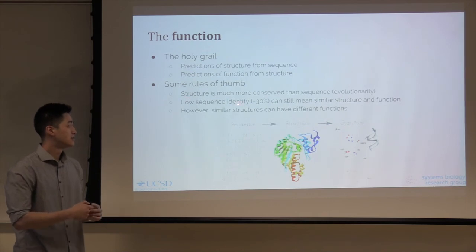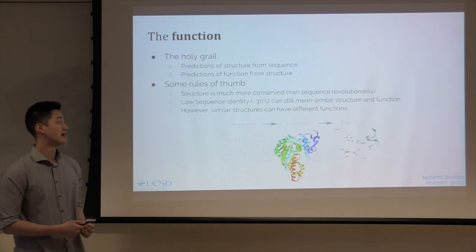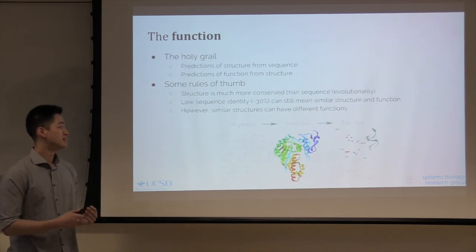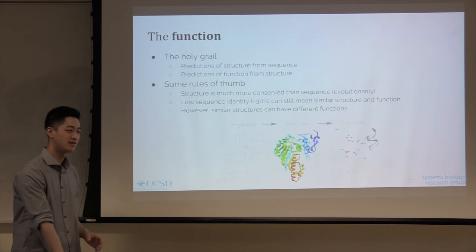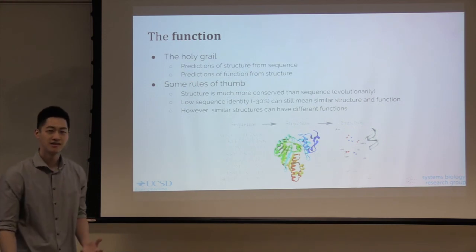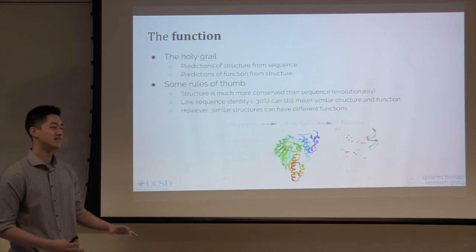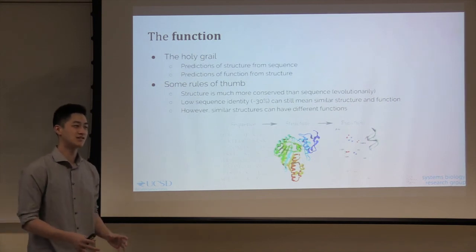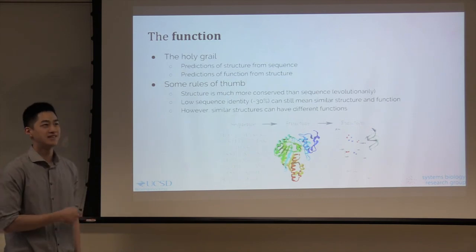And so, as I mentioned before, structure is much more conserved than sequence. What that means is that you can have as low as 30% sequence identity between a protein in your body, say, compared to a protein in bacteria, and they can still carry out the same function and still look the same. But that isn't to say that similar structures can't have very different functions. So that just makes it more complex.